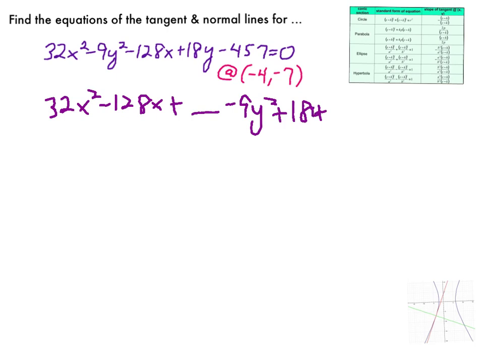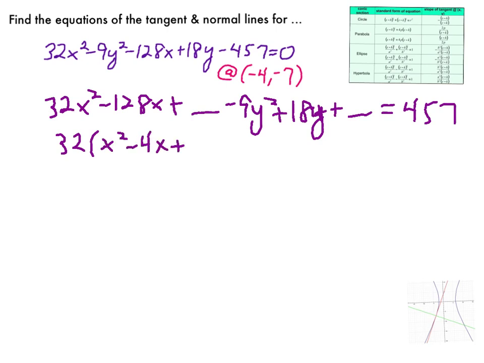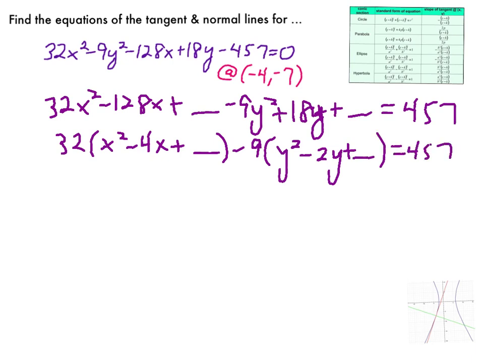And we're going to complete, oh, that's a y plus something. And we're going to move that constant over, have a 457 over on the right. Whatever we need to take out to make this a 1x squared for the x's, take out. And same thing over here. For that y squared, make that a 1y squared for the y's. So we're going to take out a 32 here, which will give us x squared minus 4x plus something. And when we take a negative 9 out, we have a 1y squared, a negative 2y, and something, and 457.